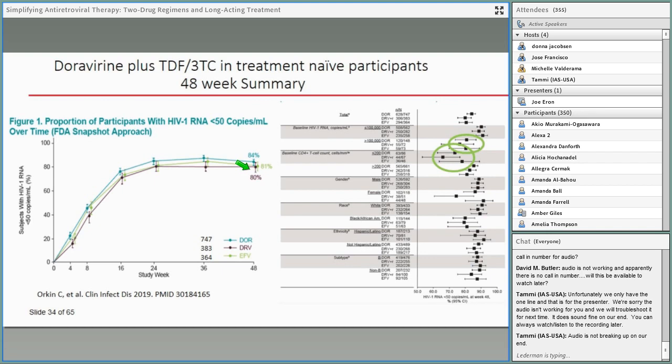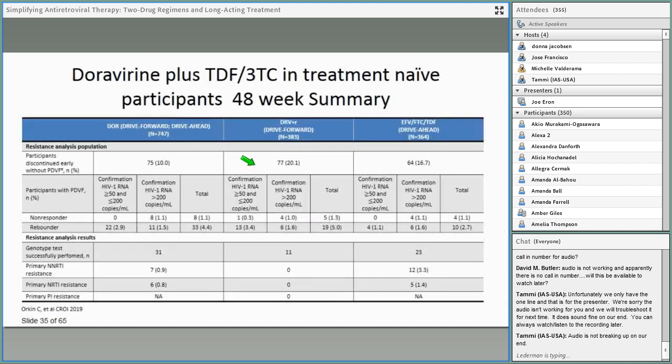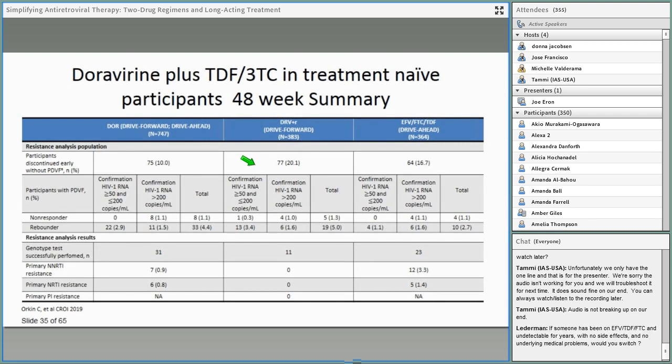You have to be careful comparing across studies. On the other hand, I think that we've seen this before with NNRTIs, where they're really in the 80 to 85% range, not the 90% range. So I think, and there is some risk of resistance in virologic failure on Doravirine.